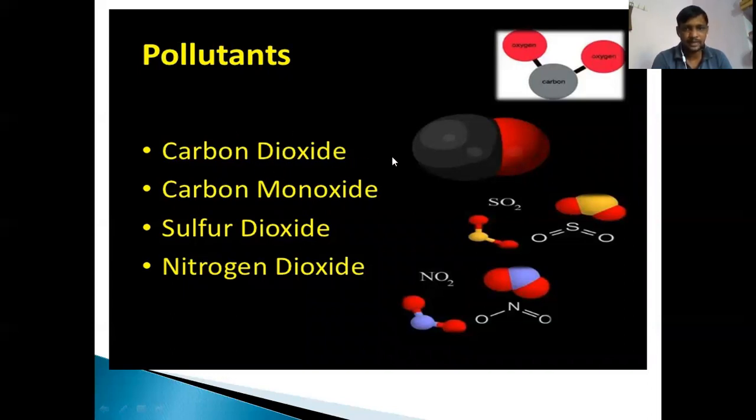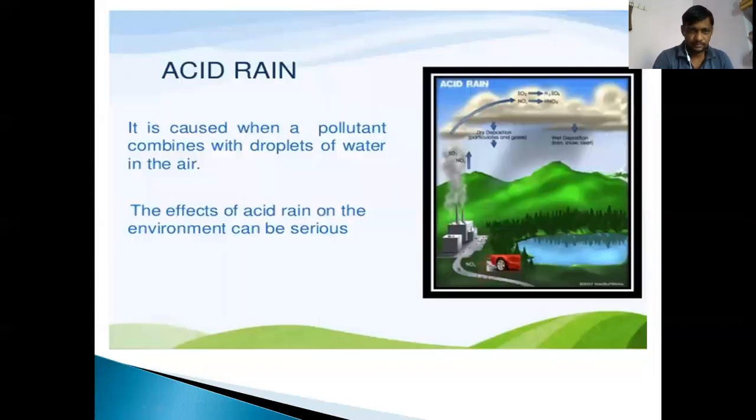Carbon monoxide and carbon dioxide gases come from automobiles, and sulfur and nitrogen gases from the factories. Due to this air pollution, it will cause acid rain. It is caused when a pollutant combines with a droplet of water in the air. The effect of acid rain on the environment can be serious.